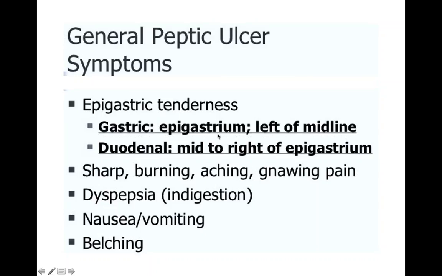Gastric ulcer will cause pain in the epigastrium, left of the midline, and duodenal ulcer mid to right of the epigastrium. Don't have to remember. I mean, generally they cause pain in the epigastrium, either gastric or duodenal ulcer.